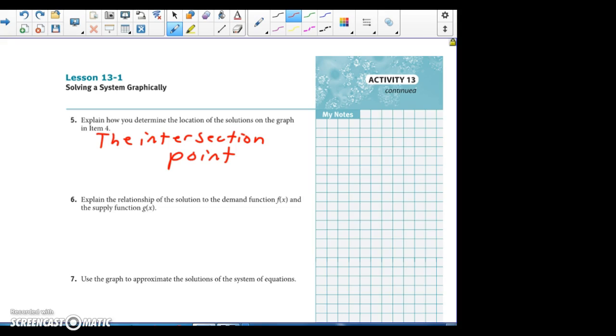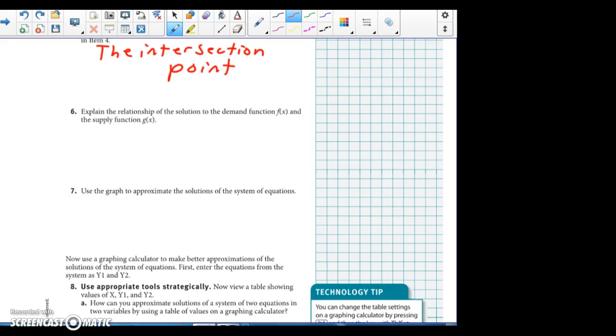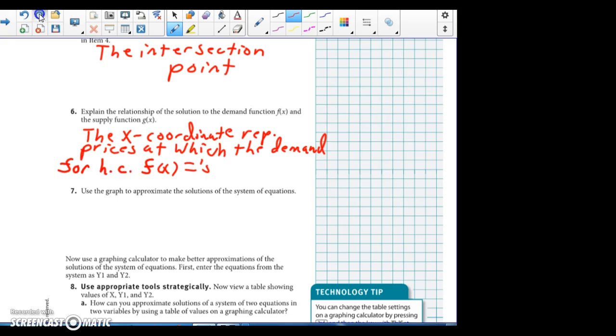Now, here comes the hard one. This is more of an advanced problem. Explain the relationship of the solution to the demand function f of x and the supply function g of x. You'll write down your own interpretation. It's about supply and demand, and what it all means is the best price to get the most customers.